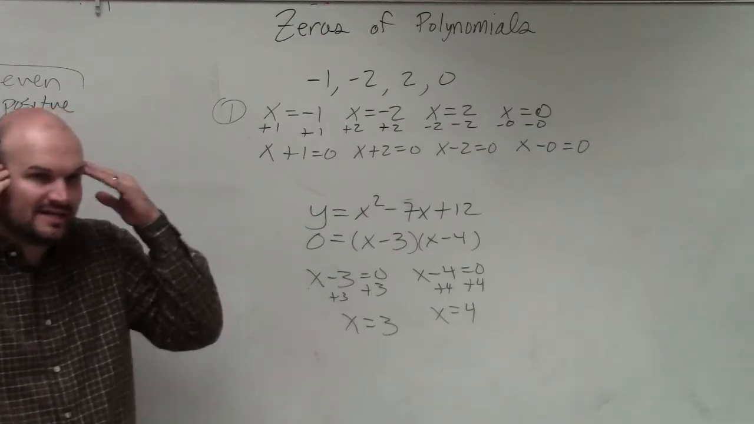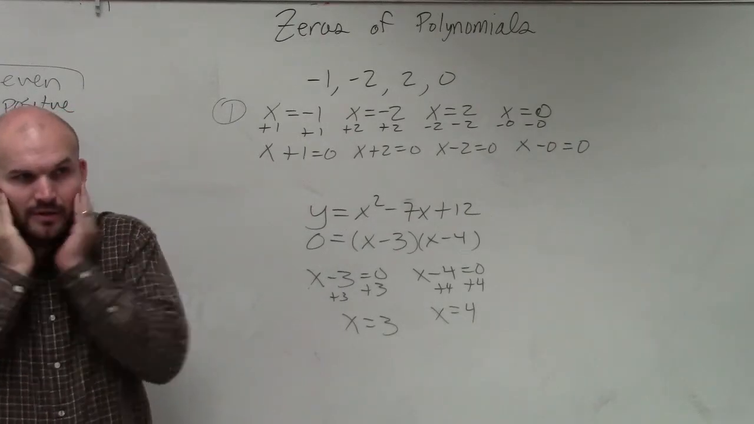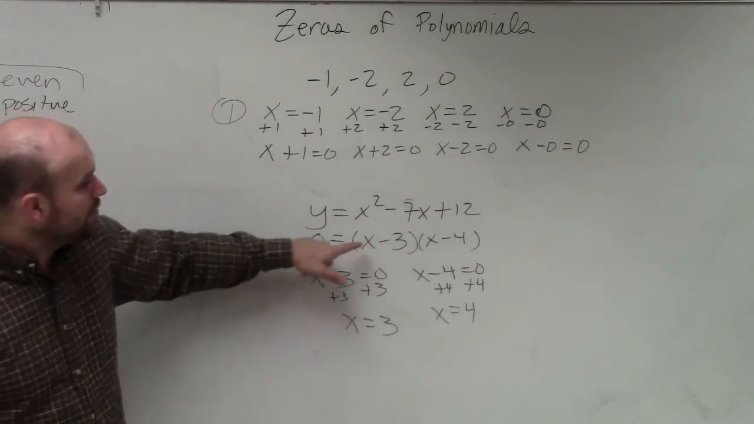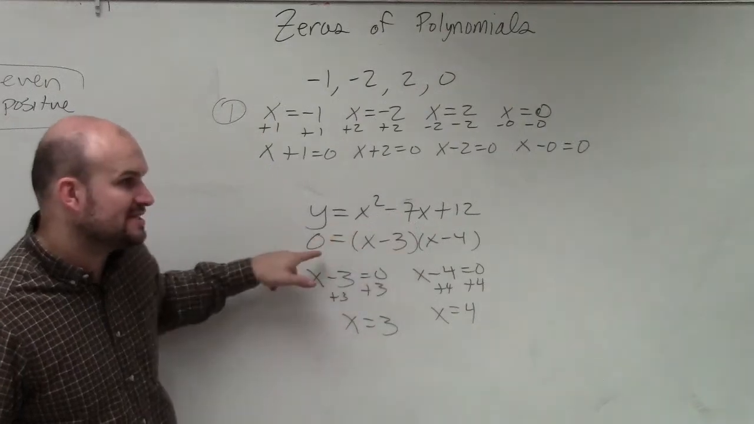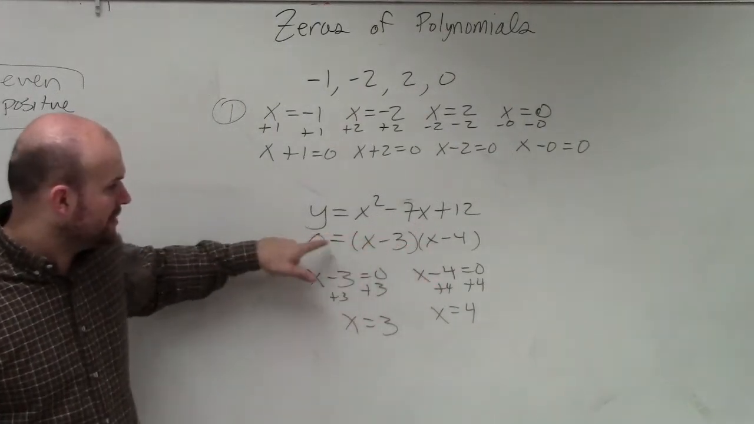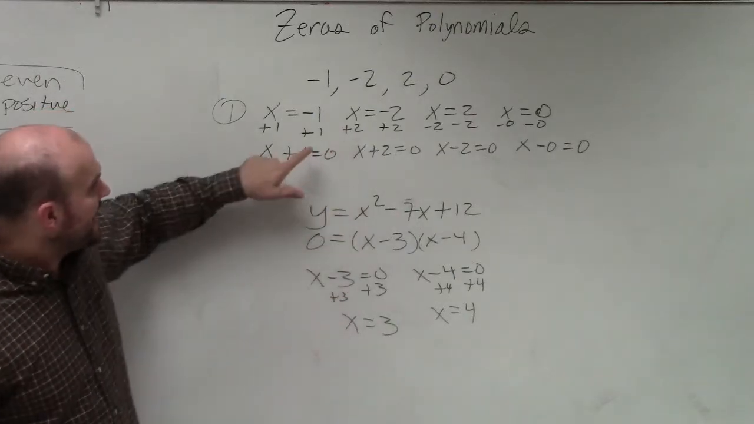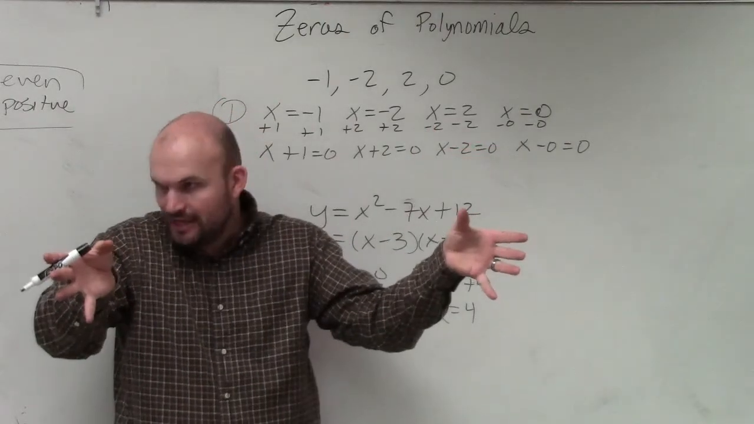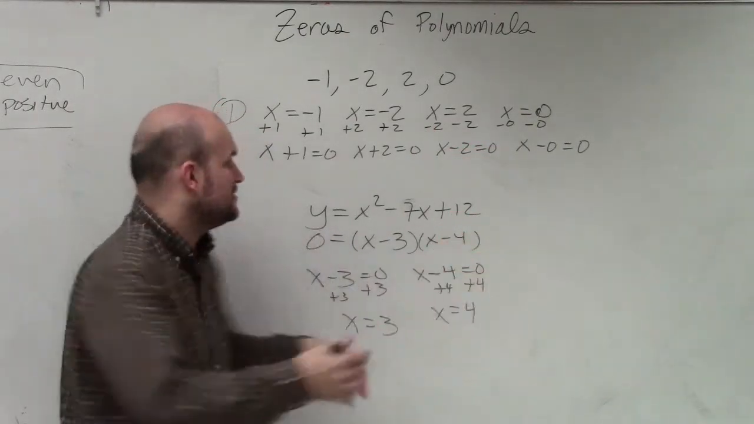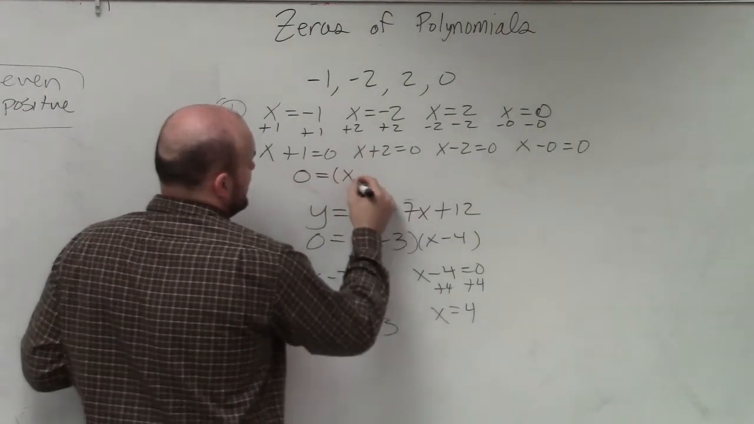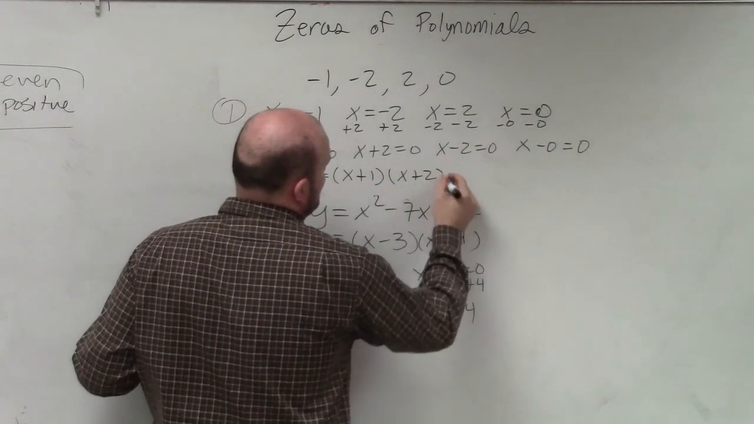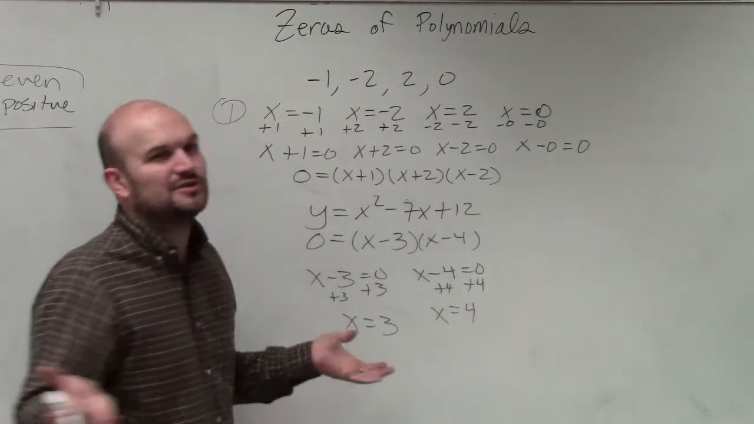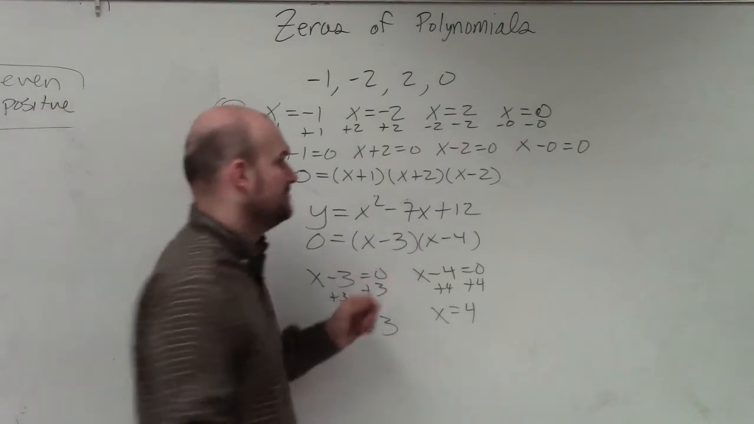Because what you guys need to understand is, to write the equation of the polynomial, the reason why we went from here to here is the zero product property. When you have the product of binomials equal to 0, you can set each binomial or each factor equal to 0. Well, if I have all of these equal to 0, that means I can rewrite them as the product equal to 0. Does that make sense? So therefore, I'm just going to go 0 equals x plus 1 times x plus 2 times x minus 2 times x minus 0. Do you guys agree with me? That is just x? OK, so we'll just leave that as x.